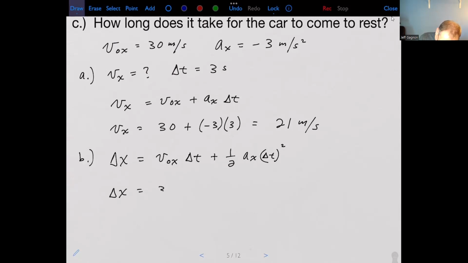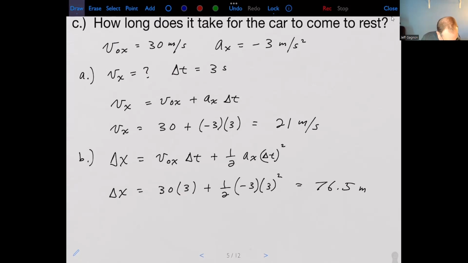So v naught x is what, 30? The time was 3. The acceleration was -3. And then the time was 3, but I need to square that. Okay, so if you work this out, right, this term right here will be 90. And then this is what, like minus 27 halves, I guess, right? Negative. So you're going to get a displacement, if you plug this into your calculator, of 76.5 meters. So that's how far it's gone over that 3 seconds as it's slowing down.